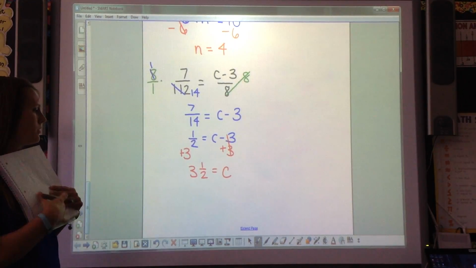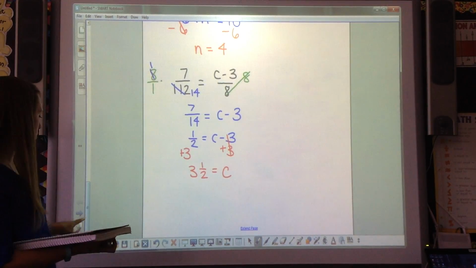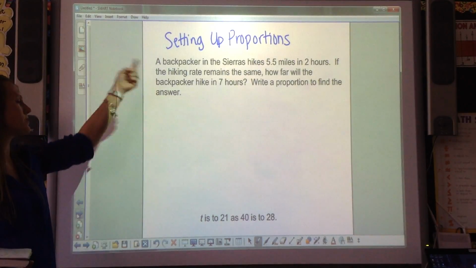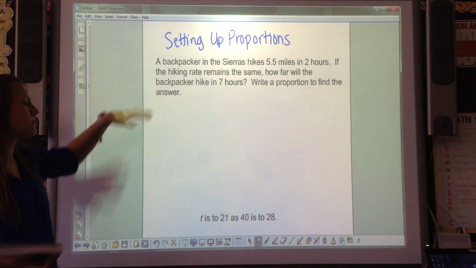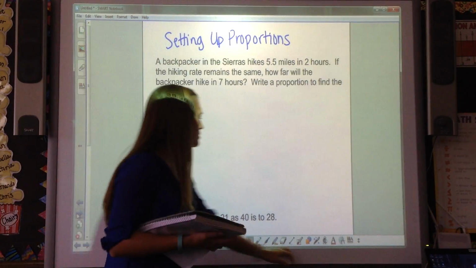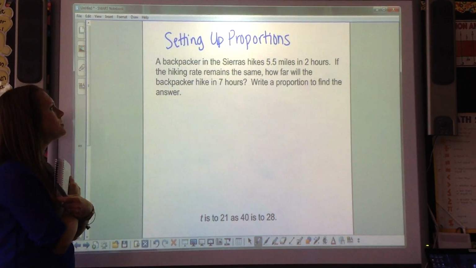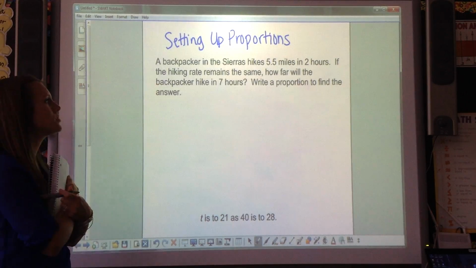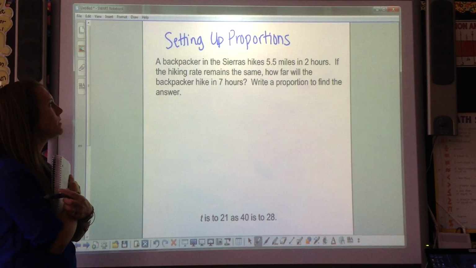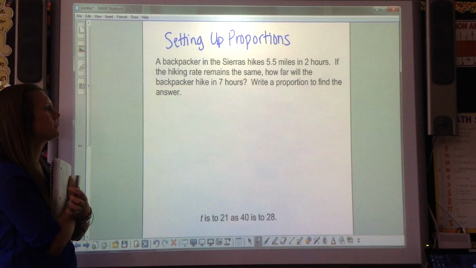Okay. Let's move on to setting up proportions. So our next topic is setting up proportions. You do not have to write out this word problem. Maybe just write down the important information. A backpacker in the Sierras hikes 5.5 miles in 2 hours. If the hiking rate remains the same, how far will the backpacker hike in 7 hours? Write the proportion to find the answer.